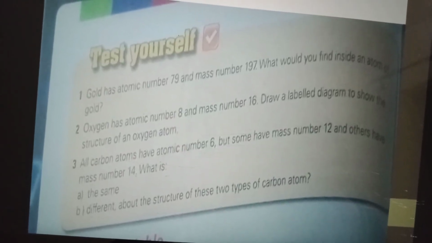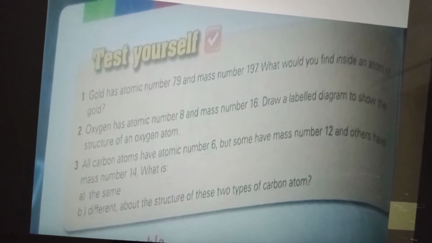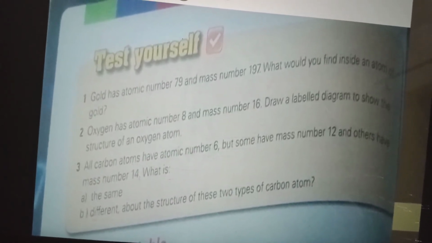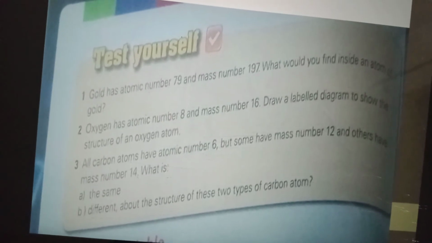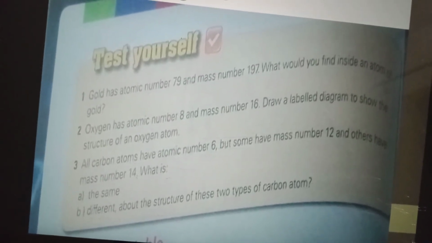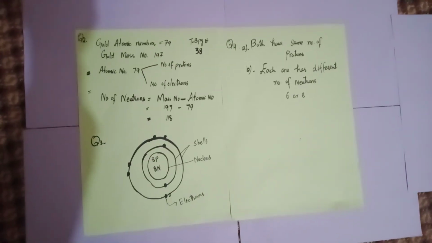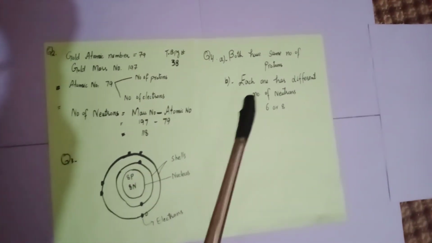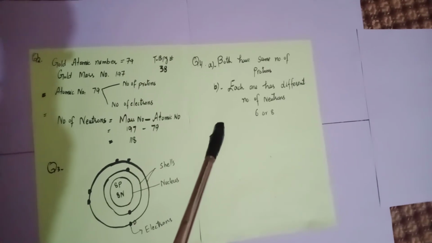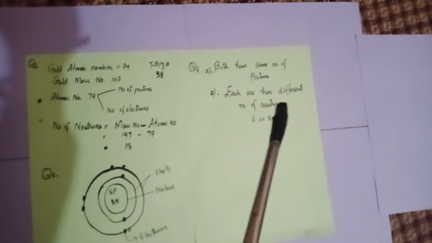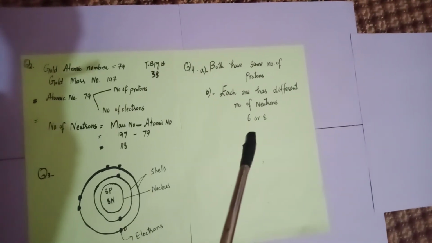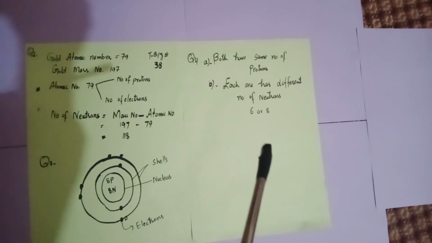All carbon atoms have atomic number 6, but some have mass number 12 and others have mass number 14. What is the same and what is different about the structure of these two types of carbon atoms? So both have the same number of protons, and each one has a different number of neutrons, 6 or 8.